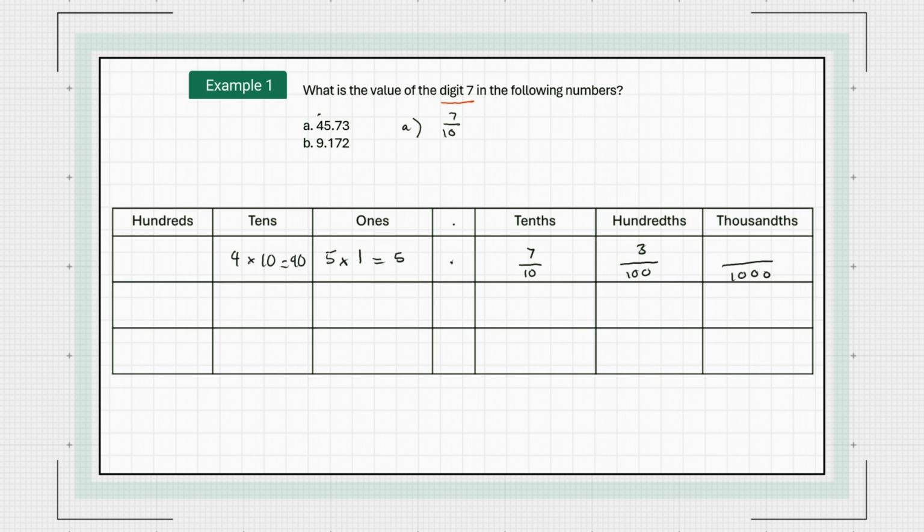Okay, next, let's do B. We have 9.172. So we have 9 ones, the decimal place, 1 tenth, 7 hundredths, and 2 thousandths. The 7 represents 7 hundredths.